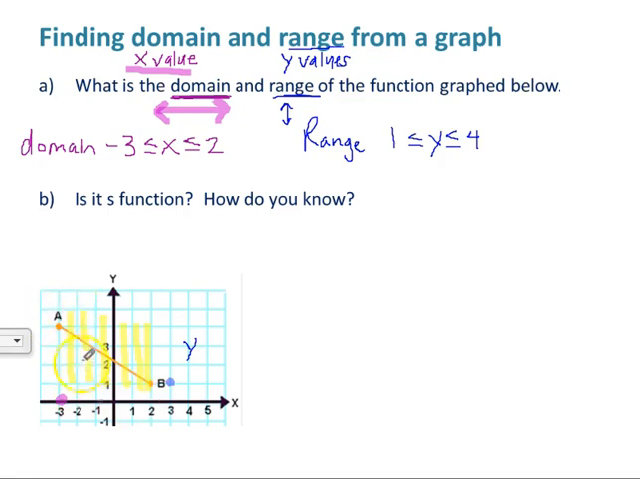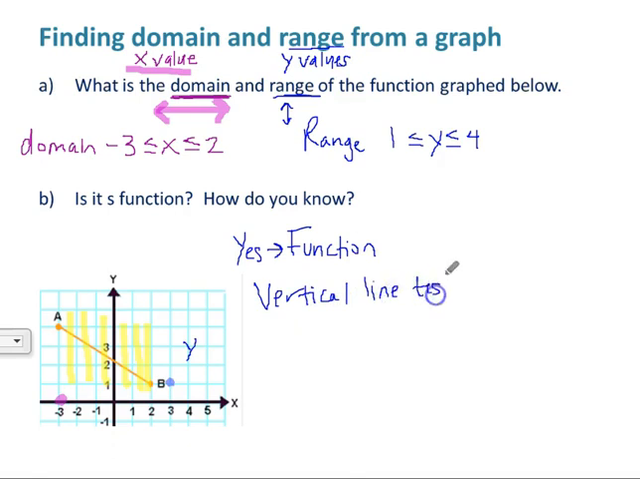So in this case, anytime I draw in a vertical line, I did it in yellow, I only intersected the graph once. So since I only intersected once, then it is a function. So we can say yes, it is a function, and we know that from applying the vertical line test, and you're going to learn about that this week as well.